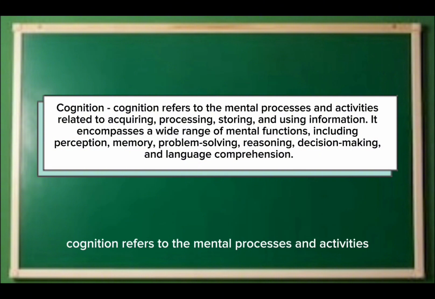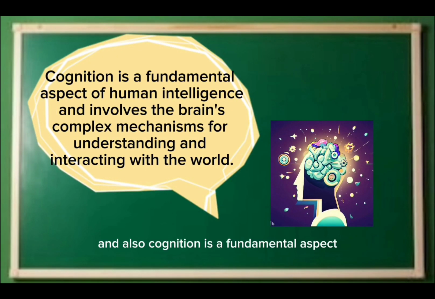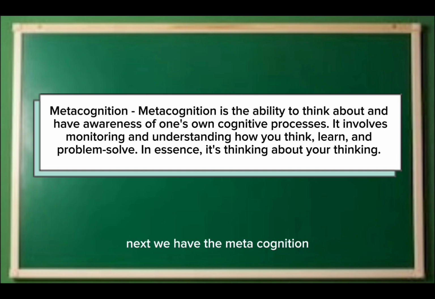Cognition refers to the mental processes and activities related to acquiring, processing, storing, and using information. It encompasses a wide range of mental functions, including perception, memory, problem-solving, reasoning, decision-making, and language comprehension. And also, cognition is a fundamental aspect of human intelligence and involves the brain's complex mechanisms for understanding and interacting with the world.